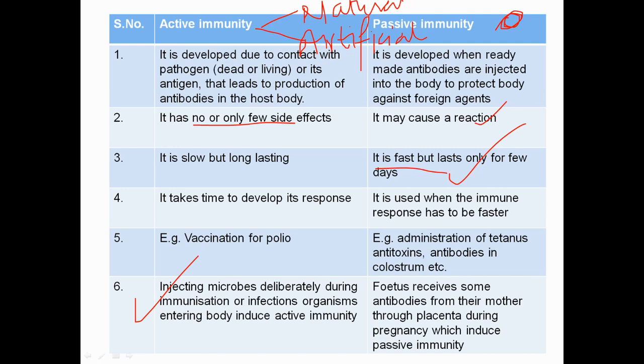The fetus receives some antibodies directly from the mother, and that is also passive immunity because the fetus does not take the chance to develop immunity by itself. Some of the immunity is provided by the mother's milk and placenta. So that type of immunity is referred to as passive immunity.